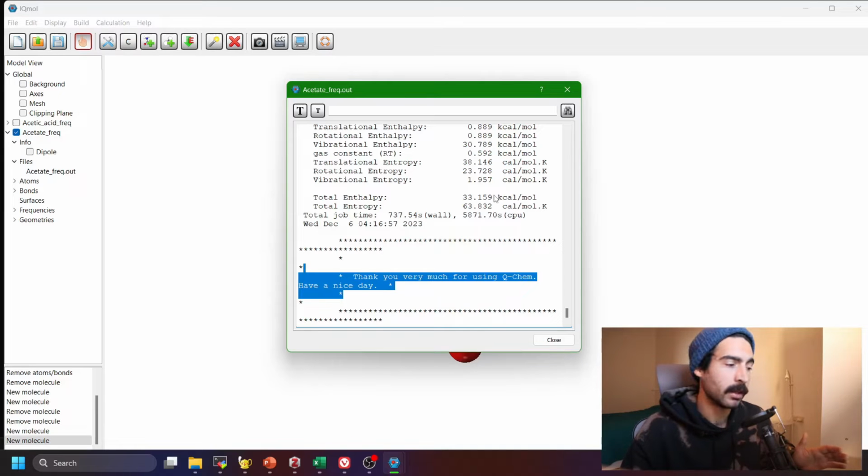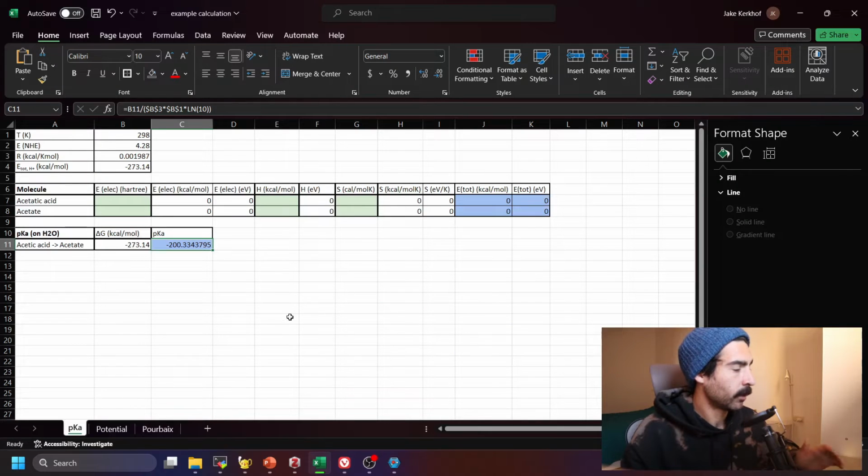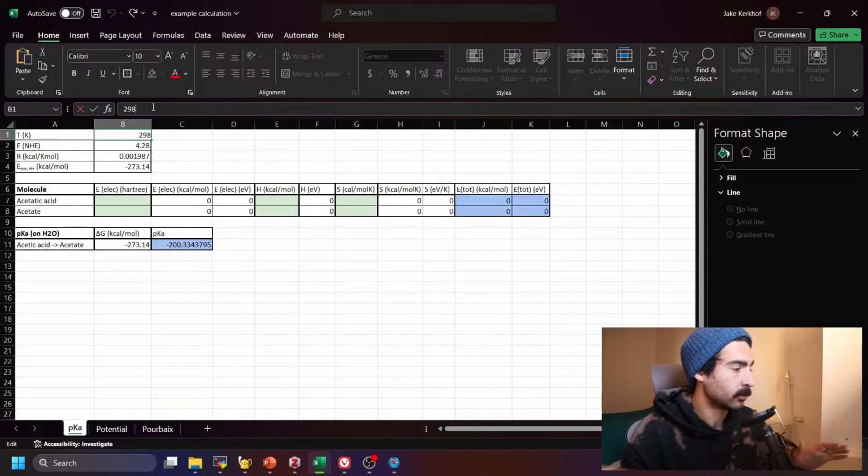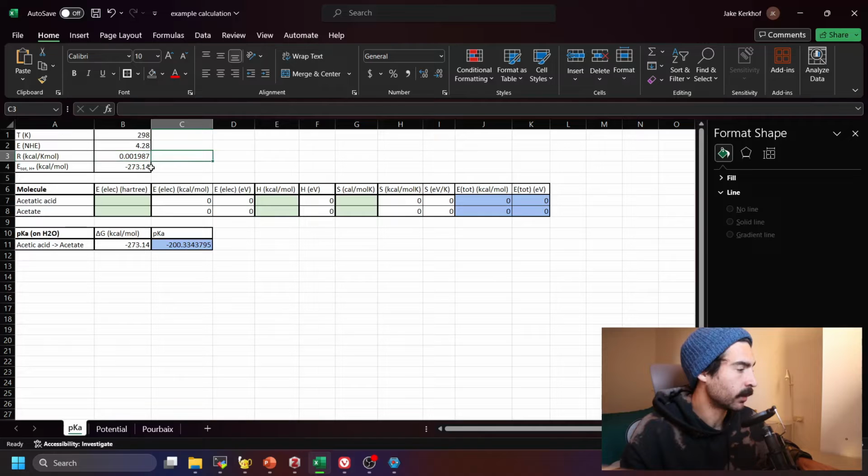So now we'll want to do the calculation. So I've got an Excel sheet all set up for us to do our pKa calculation. And as you can see, we have values listed for temperature, 298 Kelvin, unless you make some changes to the calculation. We also have R in kcals per mole, which is 0.001987 kcals per Kelvin times mole. And we have the energy for our solvated proton, negative 273.14 kcals per mole.